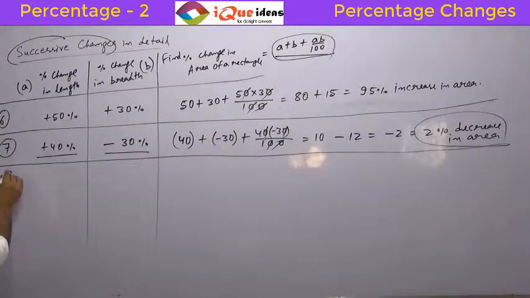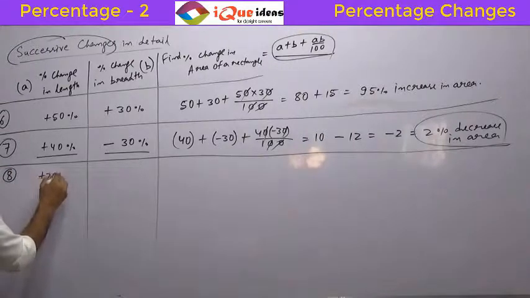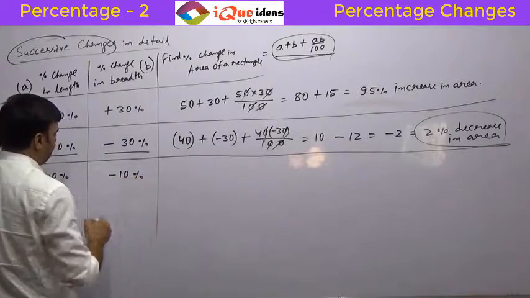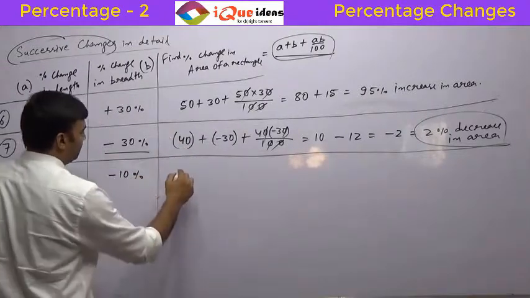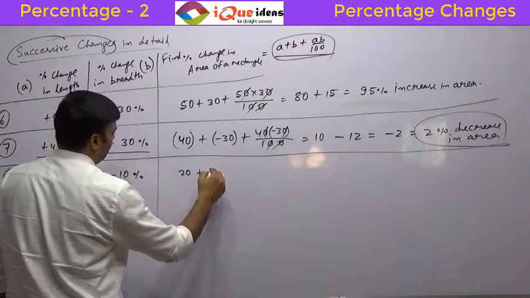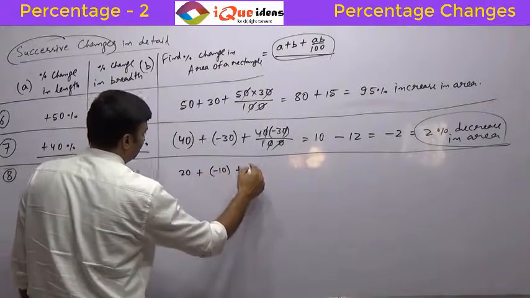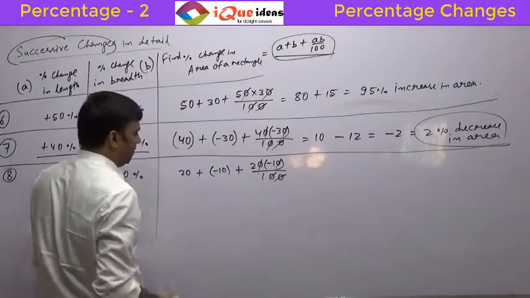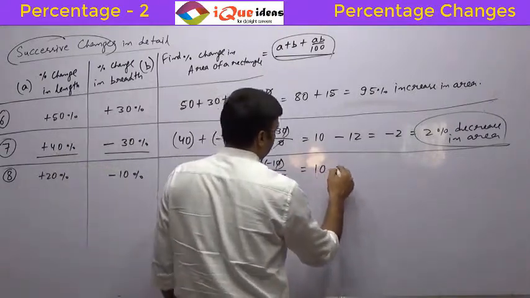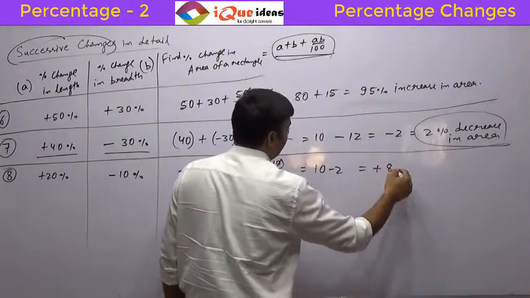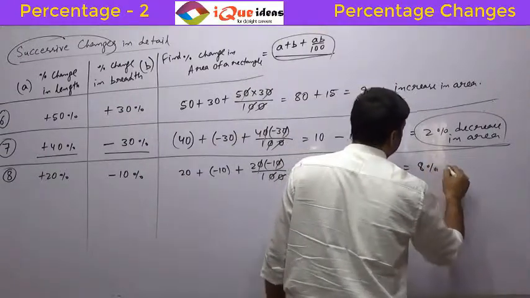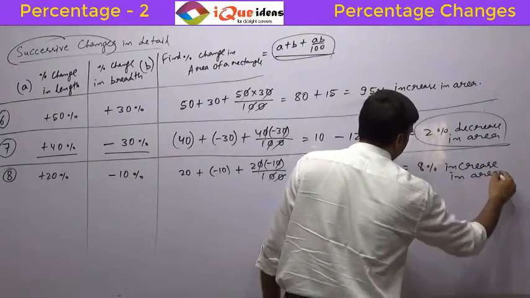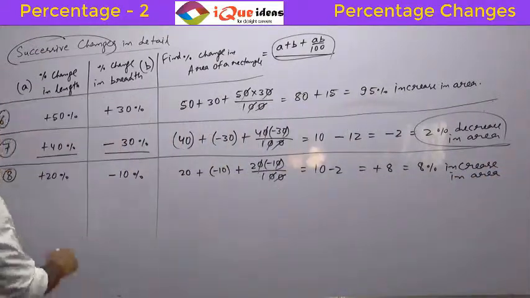If we have 20% increase in the length and 10% decrease in the width, then net change will be 20 plus minus 10 plus 20 into minus 10 divided by 100. So 0 and 0 are cancelled. 20 minus 10 is 10, minus 2. That is equal to plus 8, right? So this is 8% increase in the area. So you have to always calculate to the last step. Then only you can say anything about the answer.